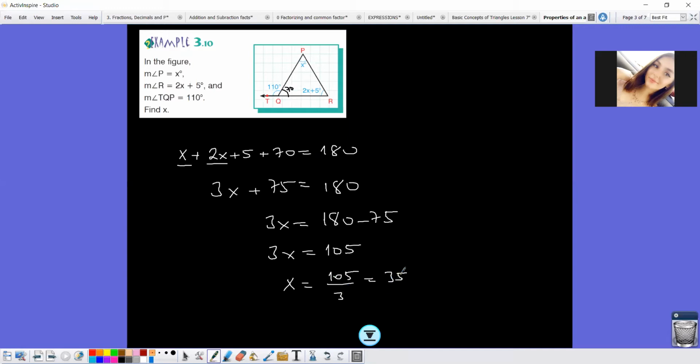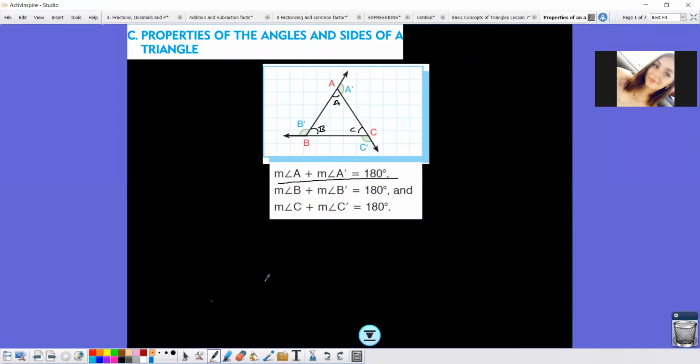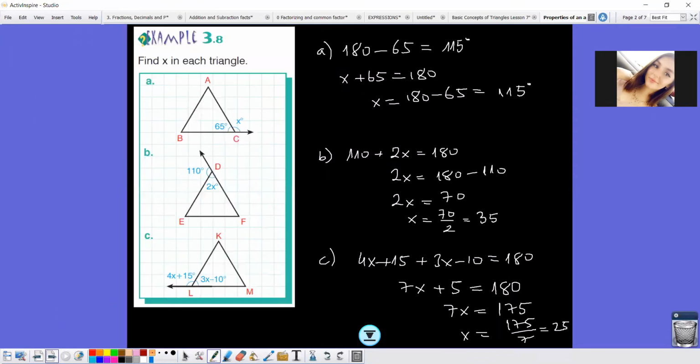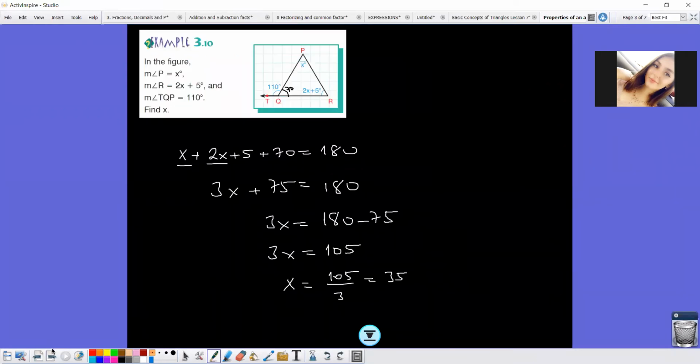One more time, maybe I had to mention here that the measure of angle A plus the measure of angle B plus the measure of angle C is always 180 in triangles, okay? The sum of the interior angles is 180 degrees. And here we solve this one and we are finishing our lesson.